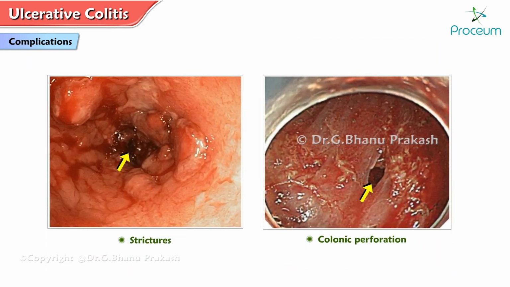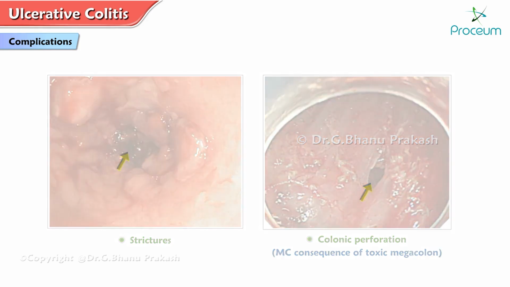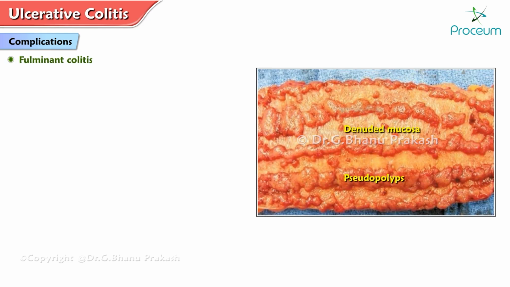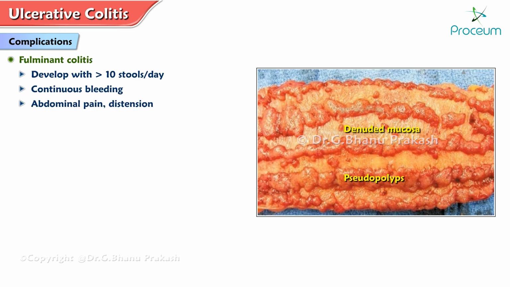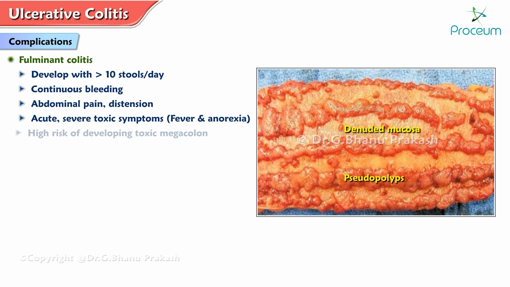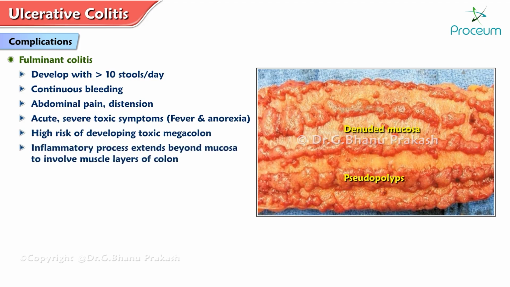Strictures. Colonic perforation. Perforation of the colon most commonly occurs as a consequence of toxic megacolon. Fulminant colitis. Patients with ulcerative colitis may develop fulminant colitis with more than 10 stools per day, continuous bleeding, abdominal pain, distension, and acute severe toxic symptoms, including fever and anorexia. Patients with fulminant colitis are at high risk of developing toxic megacolon as the inflammatory process extends beyond the mucosa to involve the muscle layers of the colon.